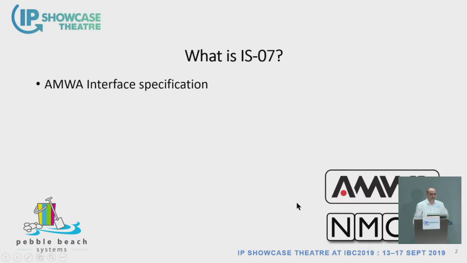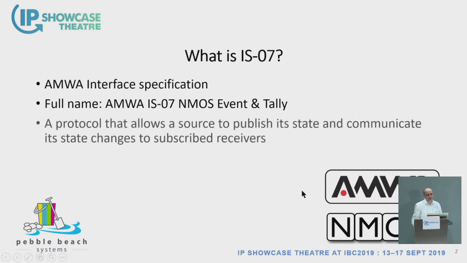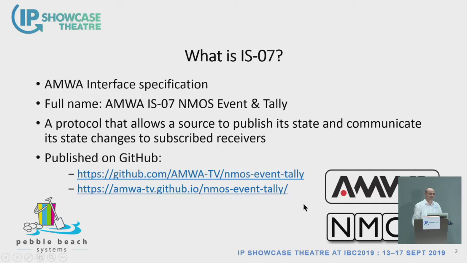So let's start with a couple of general pieces of information. IS-07 is one of the AMWA interface specifications, like IS-04, 05, 06, 08, 09. Full name, AMWA IS-07 NMOS Event and Tally. And that's a protocol that allows a source to publish its state and also to communicate all the state changes to the receivers that are subscribed. Now, this is sort of a formal definition, but we will have a look at what it actually means.